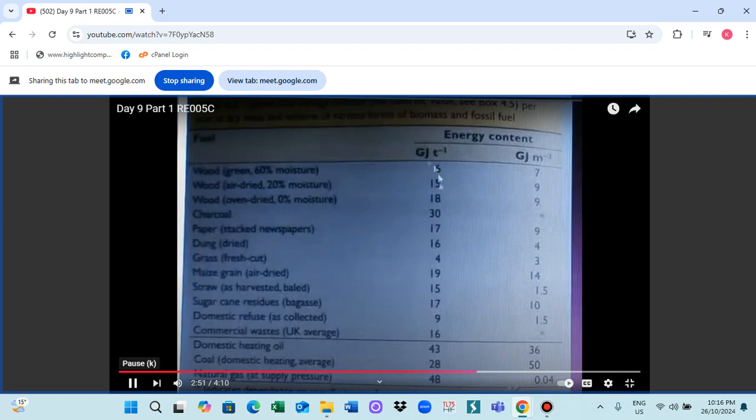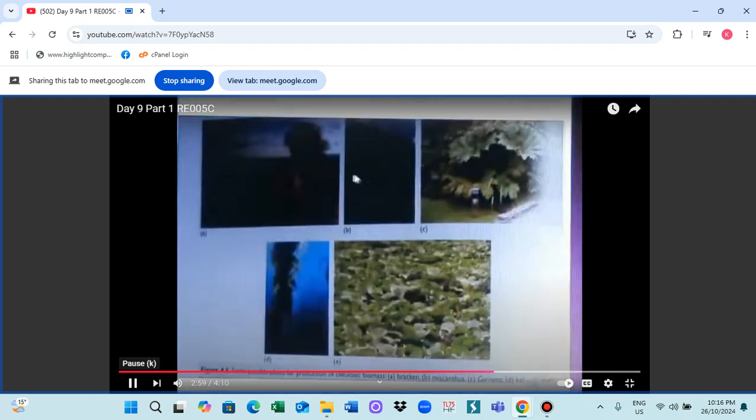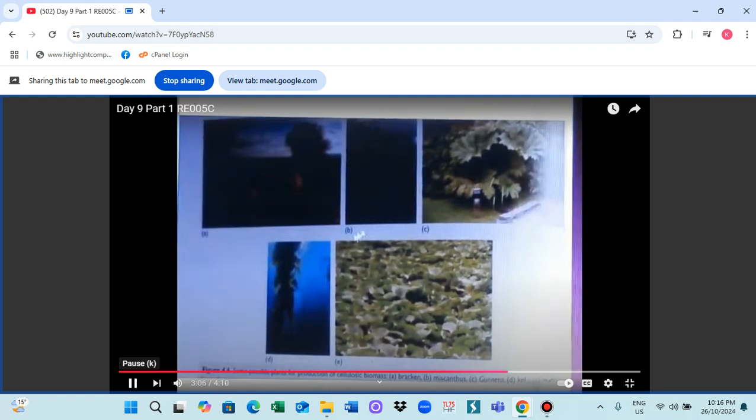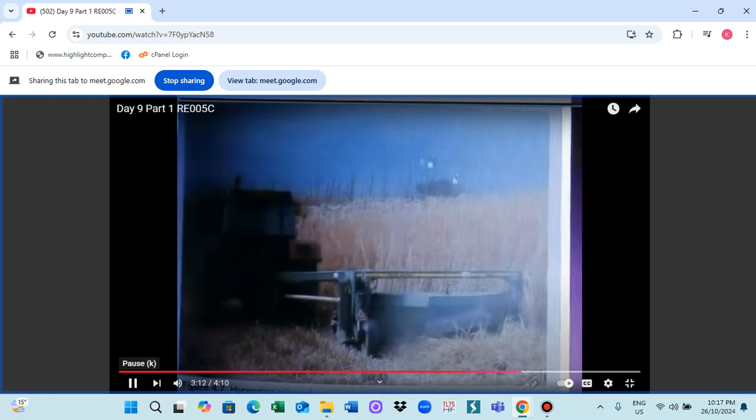This is the typical heat contents in the biomass. So this is for that kind of material from where you can take out the fuel. So those are for the ways we have produced. Those are plants we take out and then we can produce this fuel.